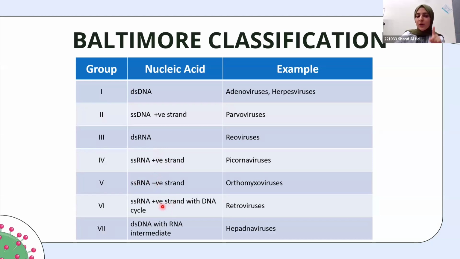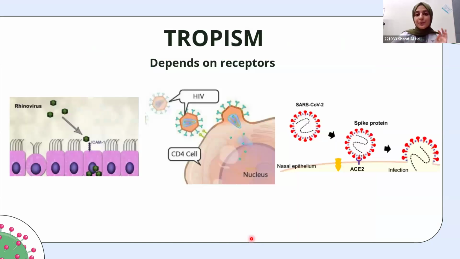Now, we said we have some RNA viruses with a DNA-like intermediate in their cycle, and this is a retrovirus. And you have a double-stranded DNA with RNA intermediate, which is the hepadnavirus, such as hepatitis B. We're going to talk about everything in detail, bit by bit.